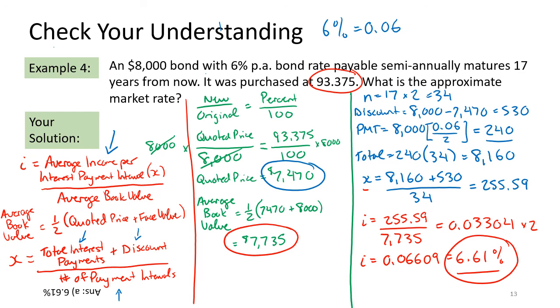Looking at this, our market rate is higher than our bond rate of 6%, and that makes sense, because the bond was purchased at a discount.